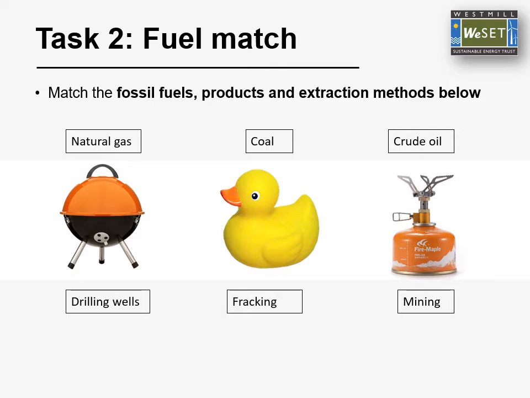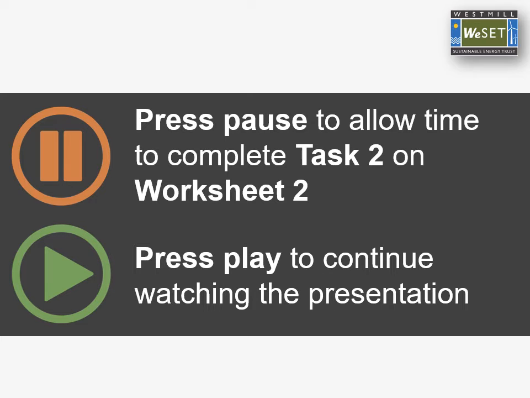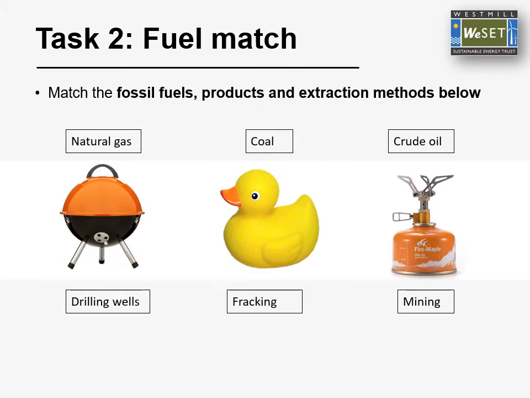So, thinking about what we've learned about fossil fuels, let's have a quick go at Task 2, Fuel Match. Once again, if you'd like to, you can press pause to allow time to complete the task, and then press play to continue. So we need to match the different fossil fuels listed at the top with the different products in the middle and the different extraction methods at the bottom.